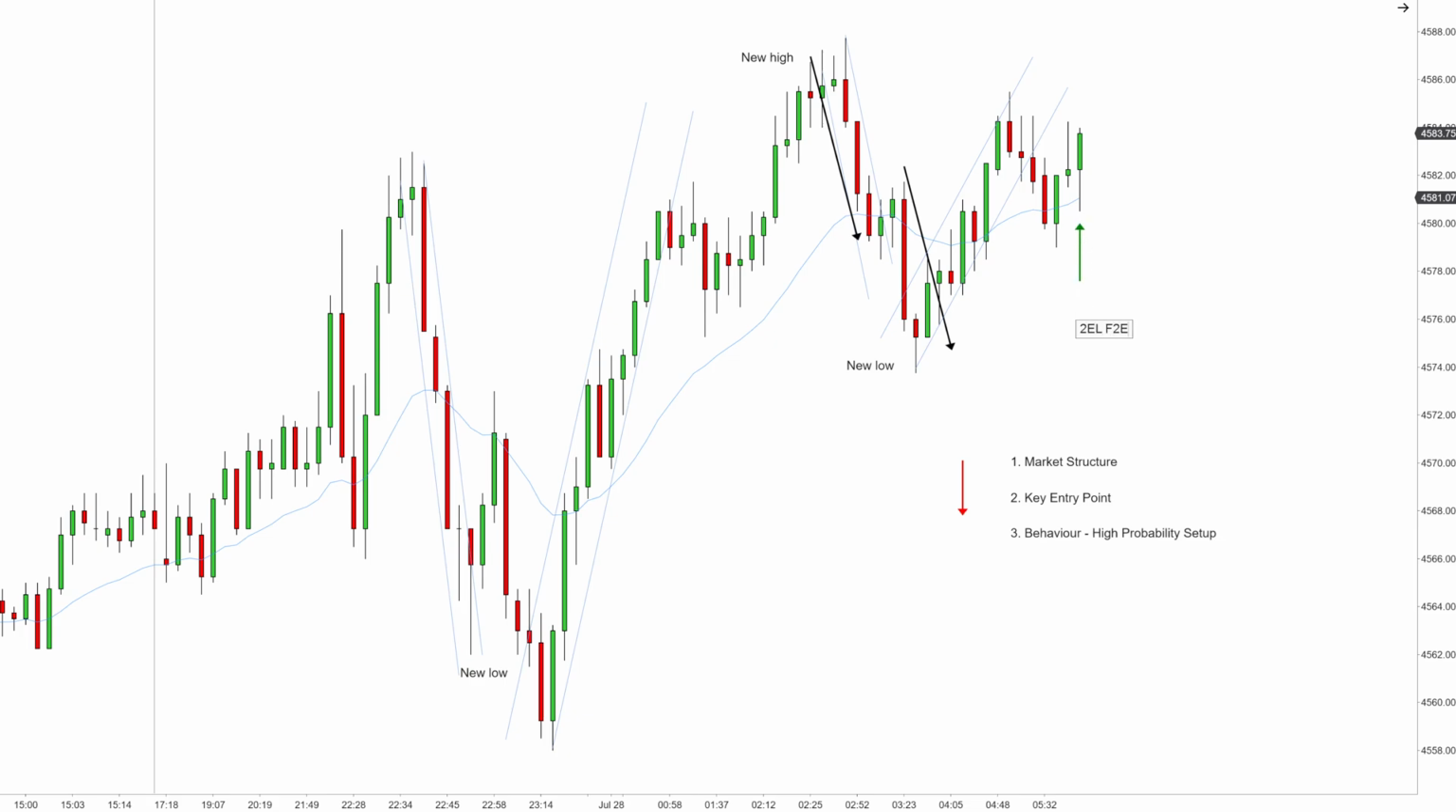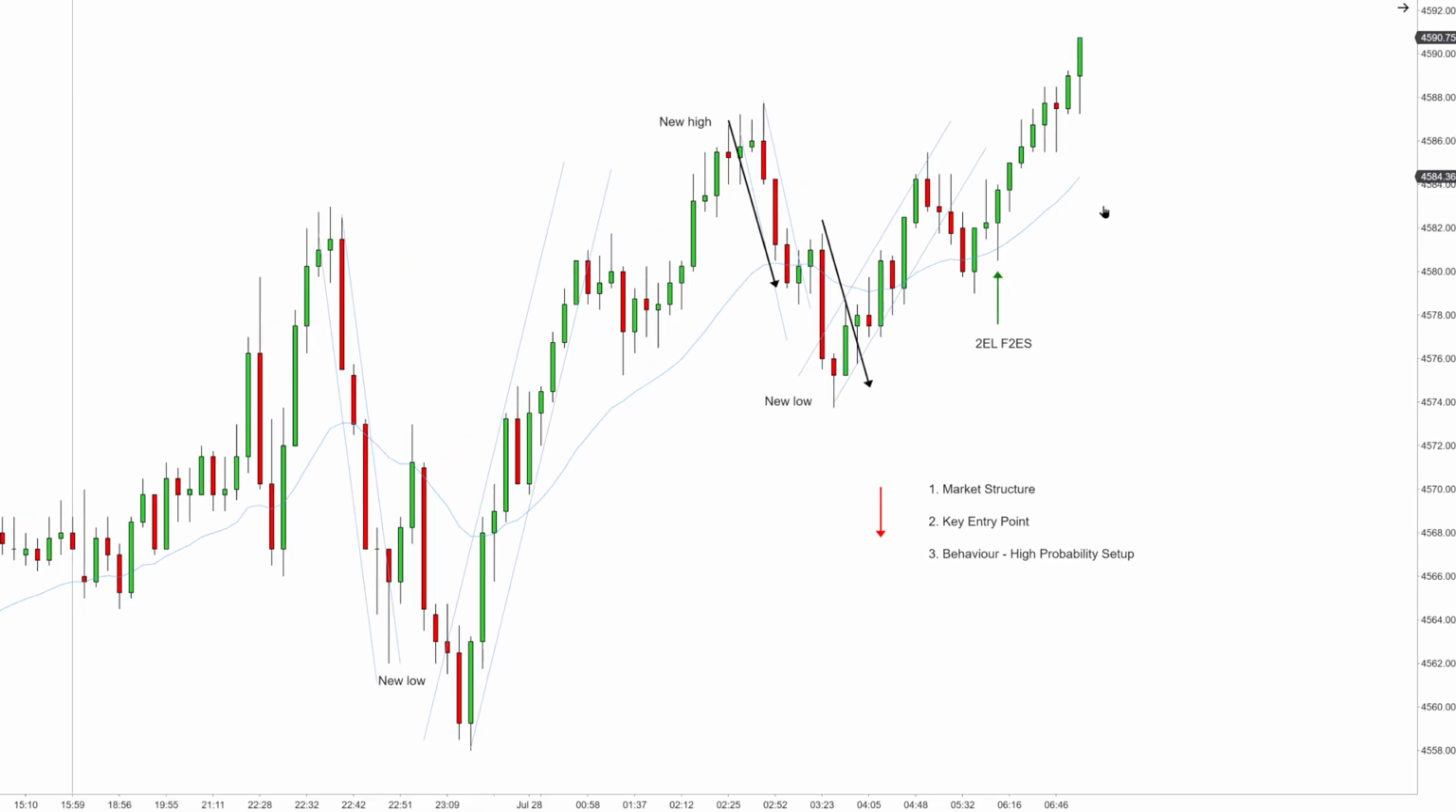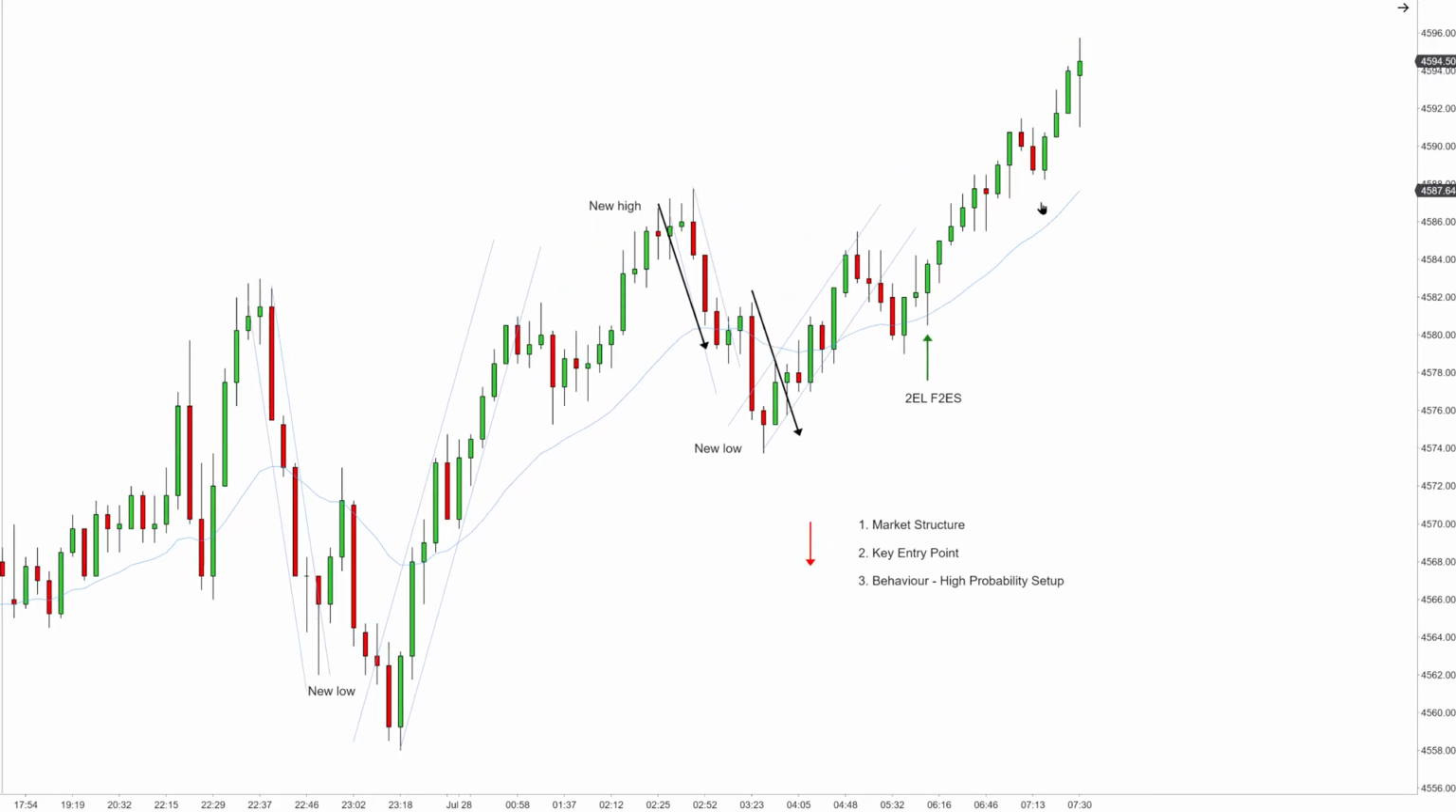That is also a failed second entry short, counting from this low. This was the lowest low of the correction. First attempt to sell, pullback, second attempt to sell, failure. So two high probability setups in one. And the market keeps working higher, and notice the price action keeps trending higher.